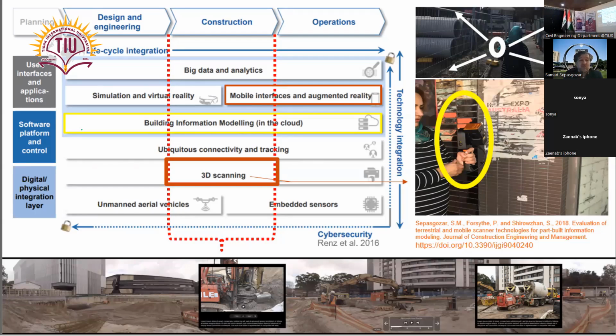So that's the main range of technologies that we need during the construction site. And during the operation, mainly smart sensors and devices will be used to make the building during the operation more smart.